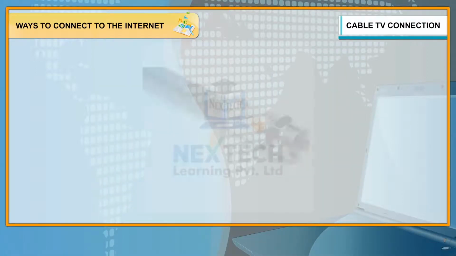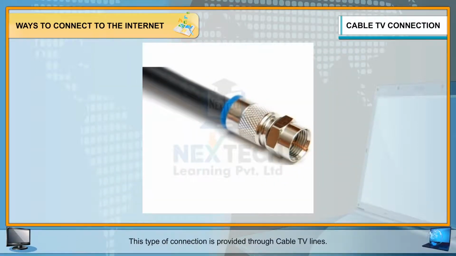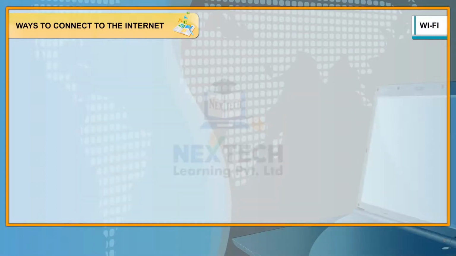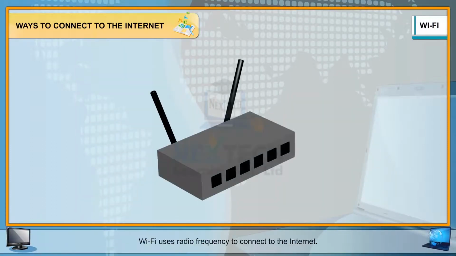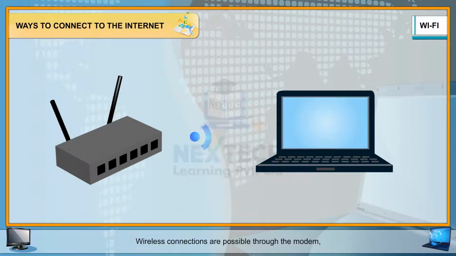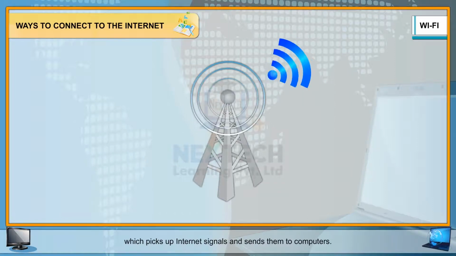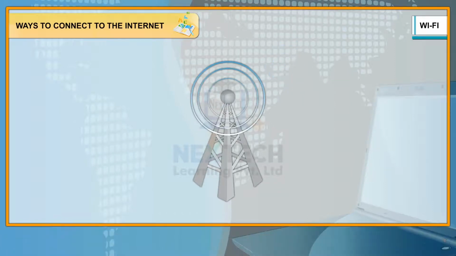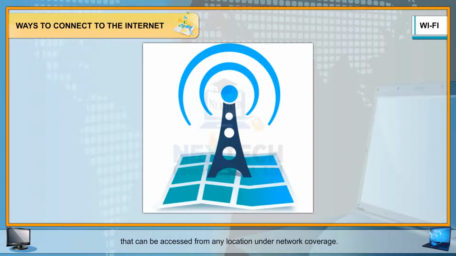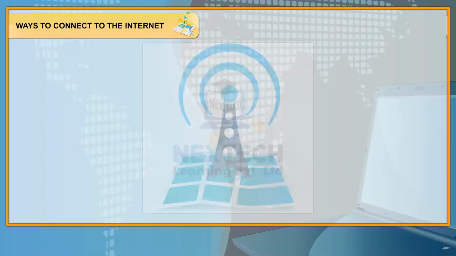Cable TV connection. This type of connection is provided through cable TV lines. It uses a cable modem which provides extremely fast access to the Internet. Wi-Fi. Wi-Fi uses radio frequency to connect to the Internet. Wireless connections are possible through the modem, which picks up Internet signals and sends them to computers. Wi-Fi does not require cable to provide Internet access. The main advantage of wireless is the always-on connection that can be accessed from any location under network coverage.